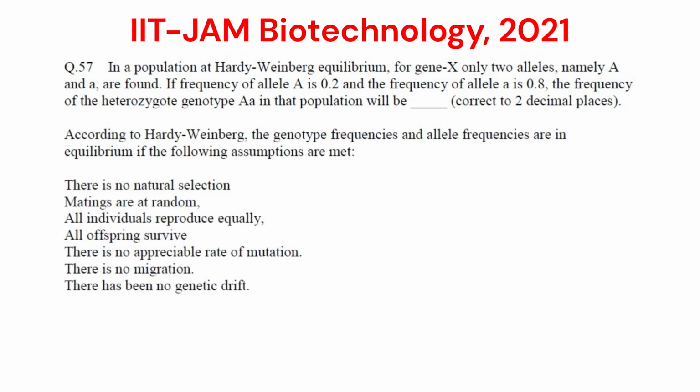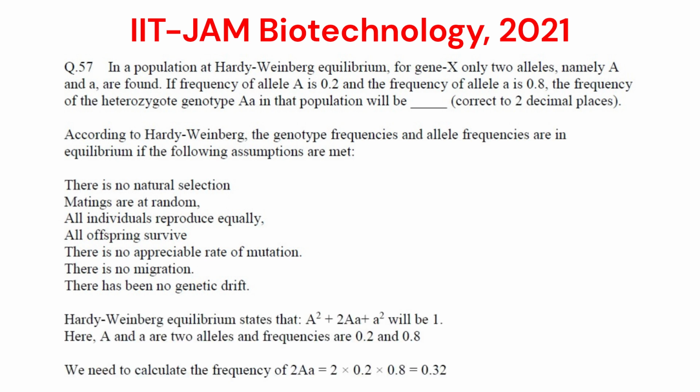We know that according to the Hardy-Weinberg law, the genotype frequencies and allele frequencies are in equilibrium if the following assumptions are met. According to Hardy-Weinberg equilibrium, we will get this relationship, and here capital A and small a are 2 alleles and their frequencies are 0.2 and 0.8, and we need to calculate the frequency of 2 into capital A into small a, and that is 0.32.